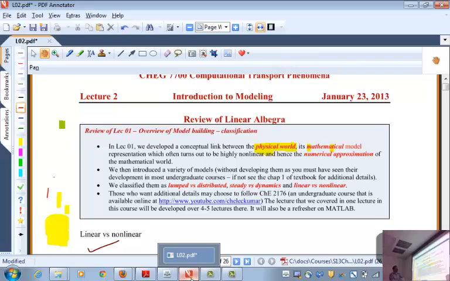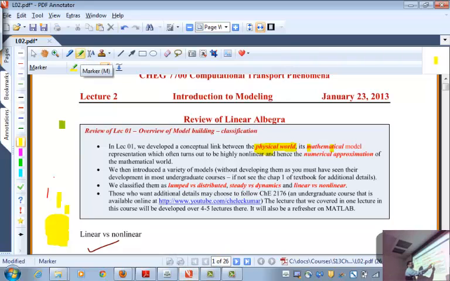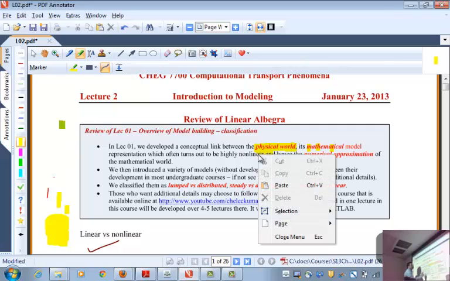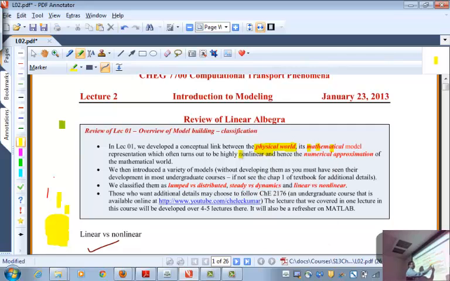So in the last lecture, we looked at the relationship between what I call the physical world and its mathematical representation, which we saw already as an approximation to the physical world. And the mathematical model often turns out to be nonlinear, and so we ended up developing, or having a need to develop, a numerical approximation to that. So this course is going to explore that link between the mathematical model and its numerical approximation.